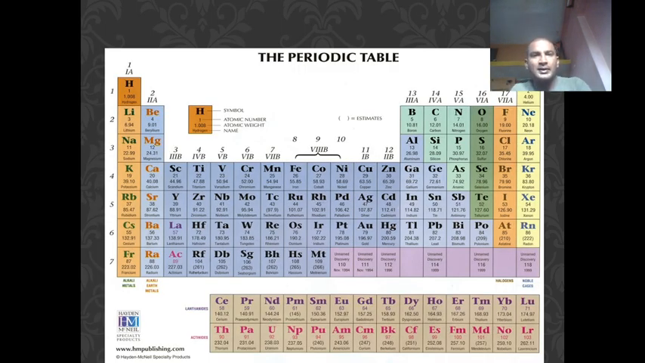Our periodic table consists of different elements, different blocks, like the S block, P block, D block, and F block. Our D block elements are situated in between the S and P block elements. It is very clear from the periodic table.